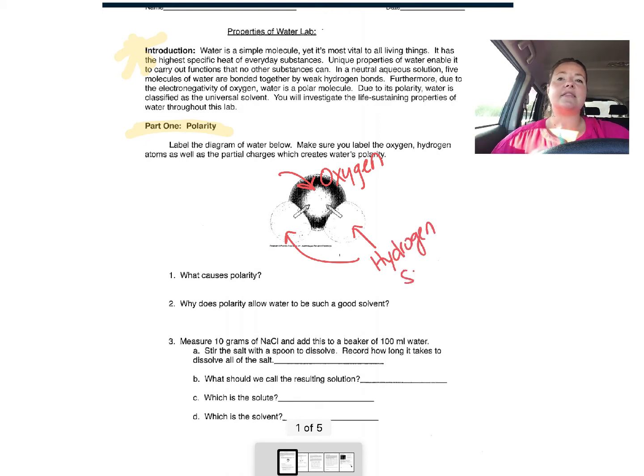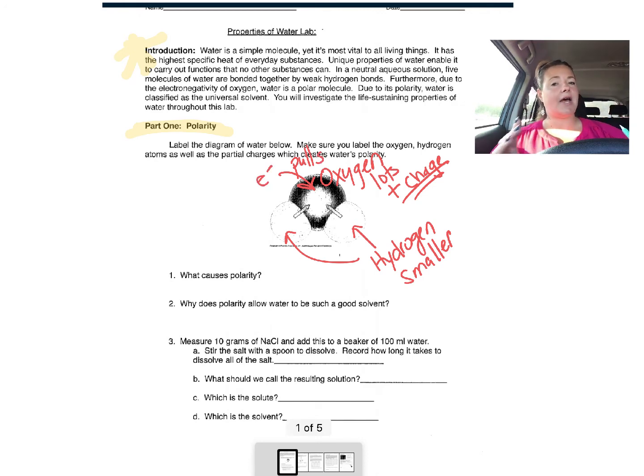Because the oxygen atom is larger and has more protons, those protons having a positive charge are really going to pull on those electrons. So if you stop and think about that for a minute, you could probably figure out what kind of charge the large oxygen atom is going to have if it's pulling those electrons a little bit more towards it. Those electrons, remember, have a negative charge. So think about that when you're discussing this page with your team.